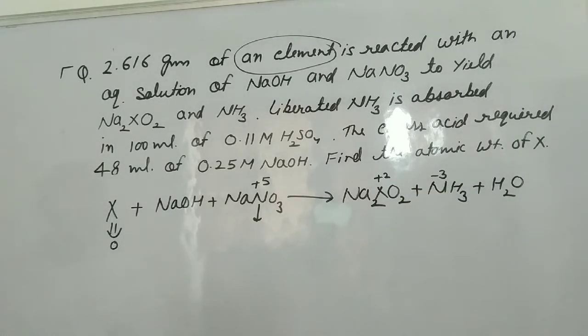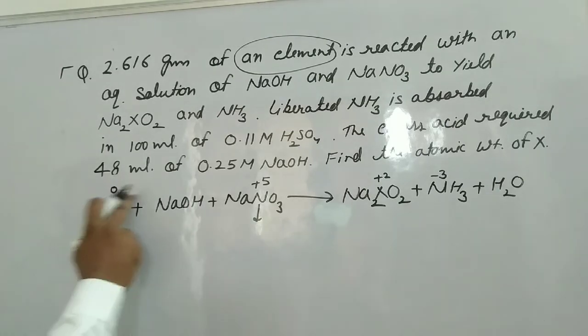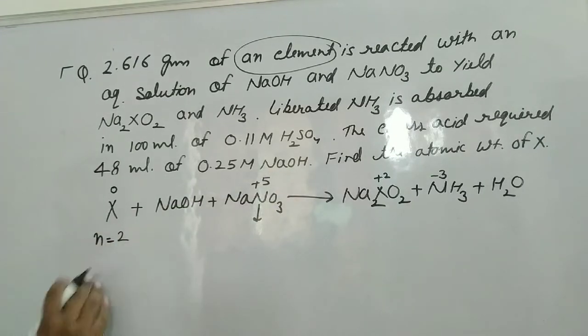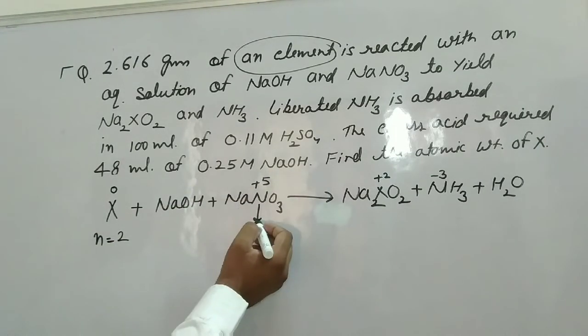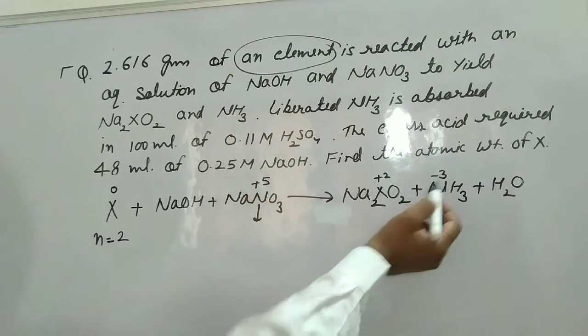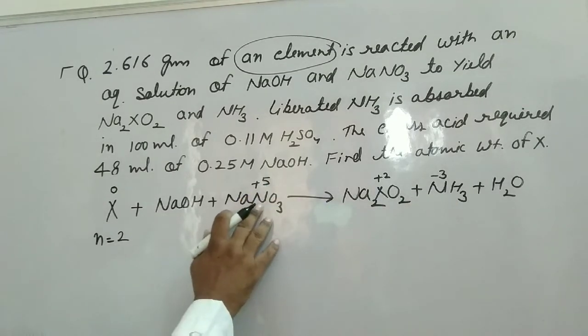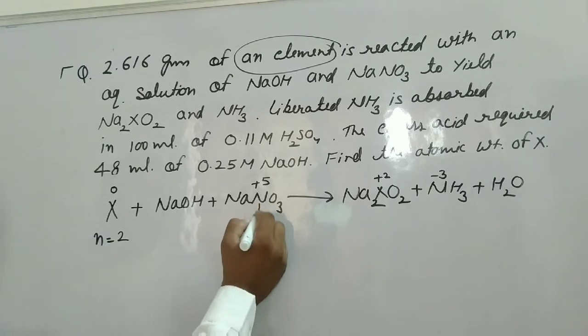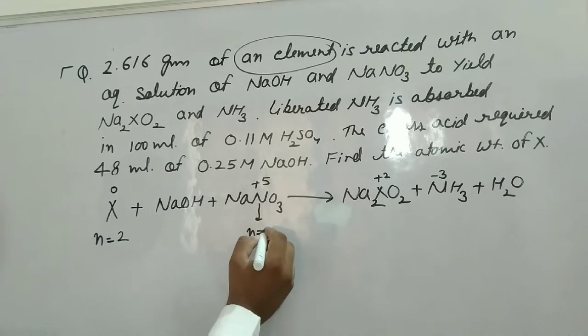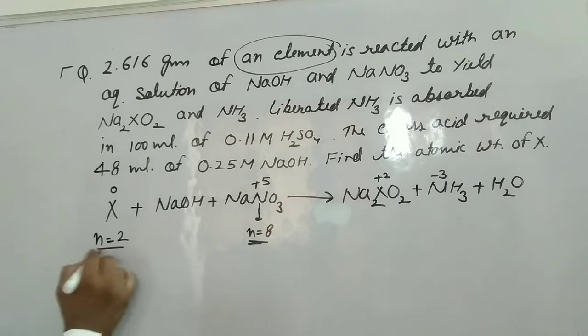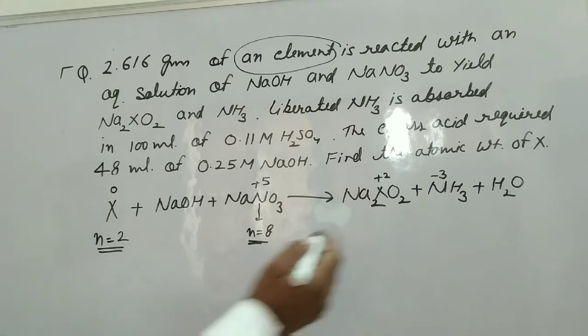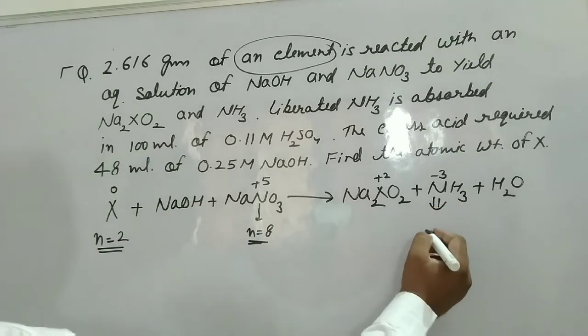Now we have to find out the N factor. The oxidation number of X is 0 because it is in elemental state, so for X, 0 to plus 2, its N factor is 2. Now the oxidation number of N here is plus 5 and in NH3 is minus 3. So what is the change in oxidation number per molecule? That is 8, so its N factor is 8. Clear? In NH3 we can also find its N factor is 8.